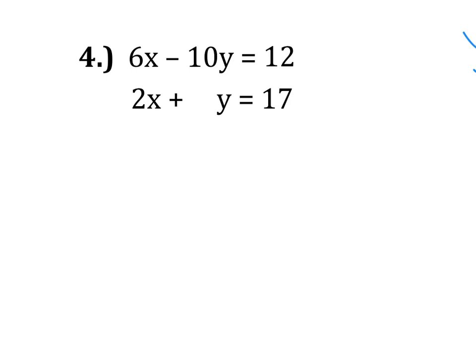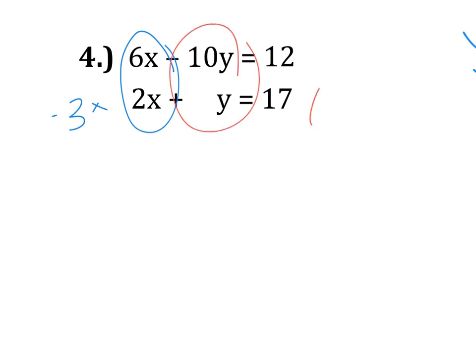This last question is probably the most difficult. And if you take a look, there's nothing that you can add or subtract. But again, we want to focus on getting rid of x or y. So you could do a couple things. If you want to get rid of x, we could multiply this bottom equation by a negative 3. Or if we want to get rid of our y value, we would multiply the bottom equation by a 10. So you have 2 options.